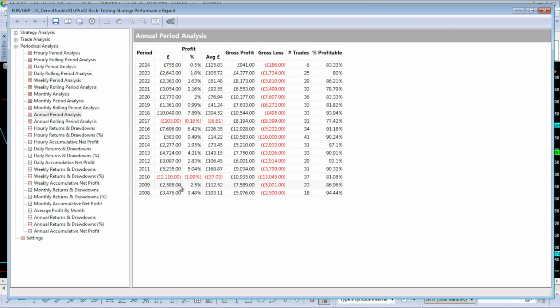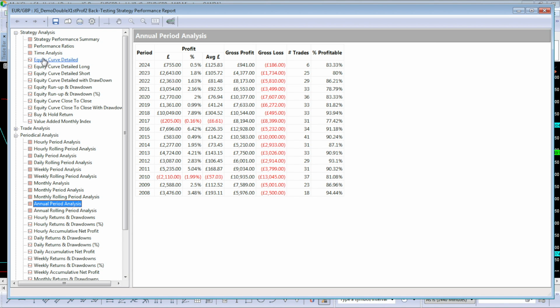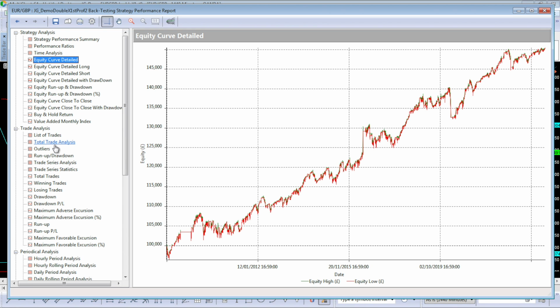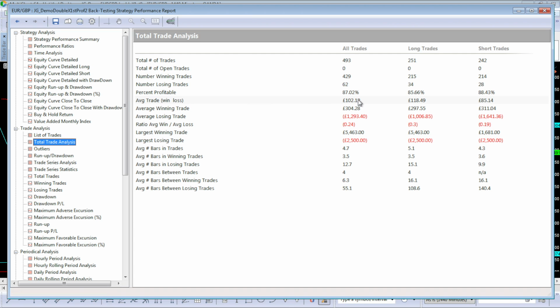That's the annual period analysis to show that over all those years we did have 2 losing years, but that one was a very small losing year. But overall, we're pretty consistent, making profits every year. That's what the equity curve looks like, a nice smooth equity curve. We've got an average trade of £102 per trade, win rate 87%.